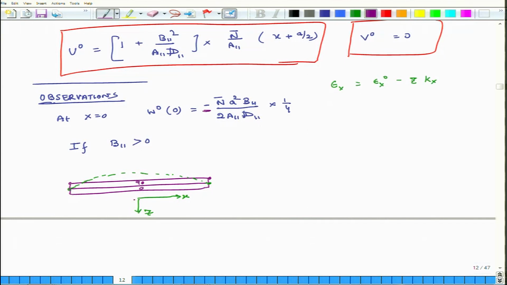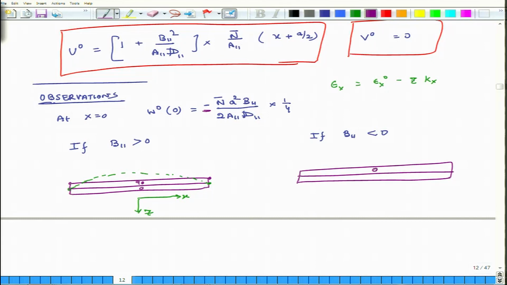It is going to bend upwards, and if B11 is less than 0, then the plate configuration will be something like this, 0 on top and 90 on the bottom, and in this case the plate will bend something like this.